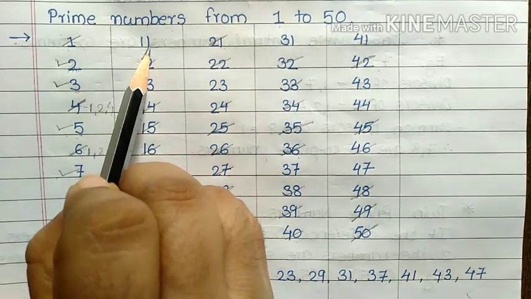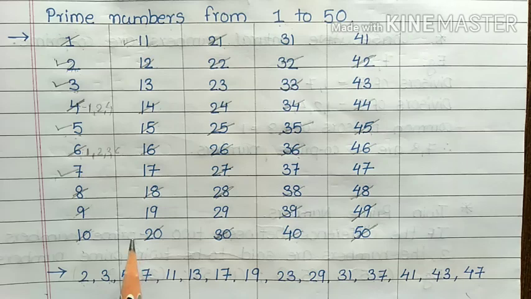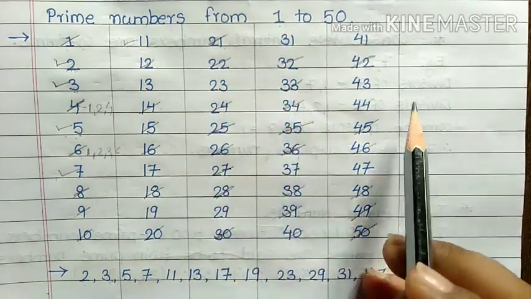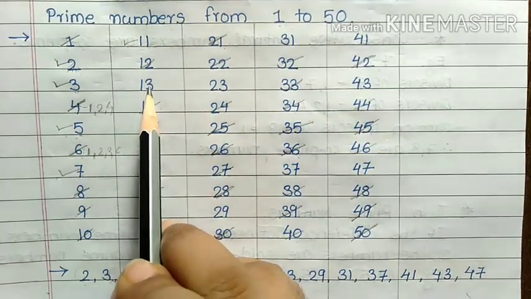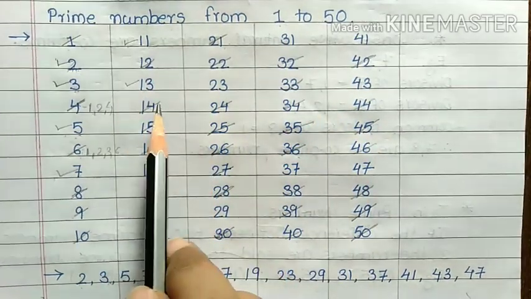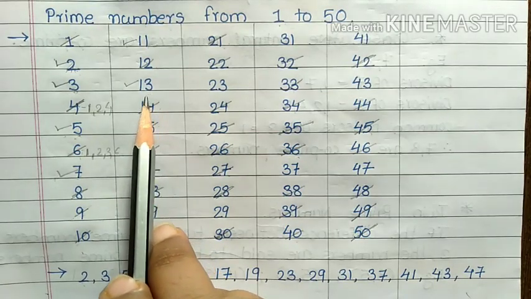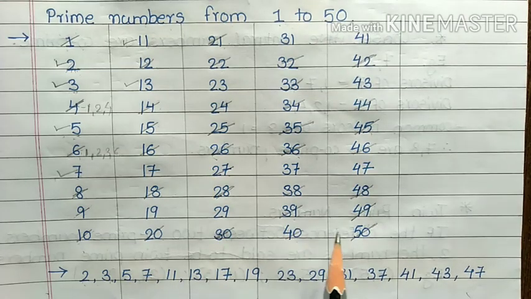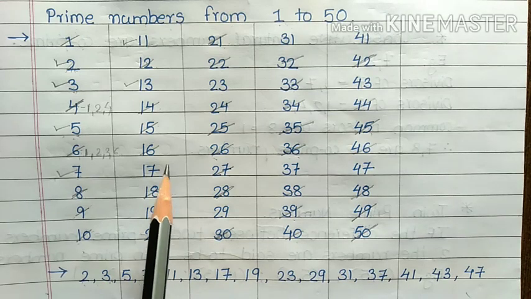What is next? 11. 11 is a prime number. Which numbers are divisible by 11? Those I have to cut. 11 2s are 22, 33, 44, already cut. 12 is a composite number. 13 is a prime number. What is divisible by 13? 26, 39. Up to 50 only. These two numbers are divisible by 13.